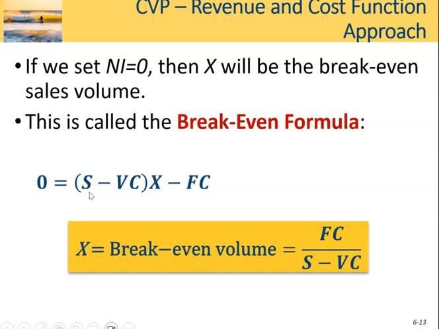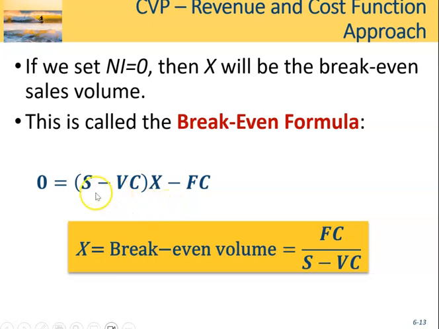So then the break-even formula would be SX minus VCX minus FC. So SX would be our total sales volume in dollars. And then you want to subtract off the variable cost multiplied by the number of units that we sell. So that would be our total variable cost minus our total fixed costs. Okay.